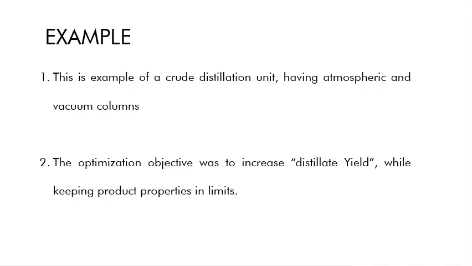This is an example of a crude distillation unit having atmospheric and vacuum columns. The optimization objective was to increase the distillate yield while keeping the proper product properties within limits.